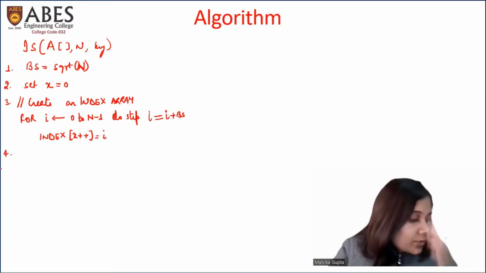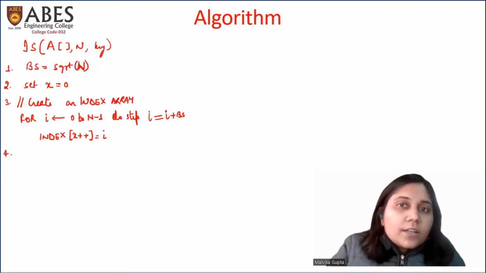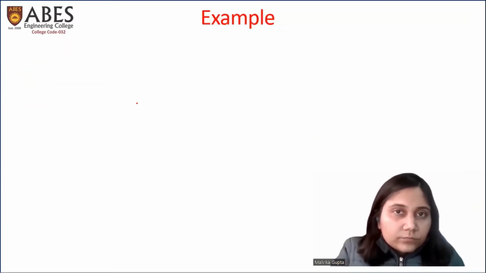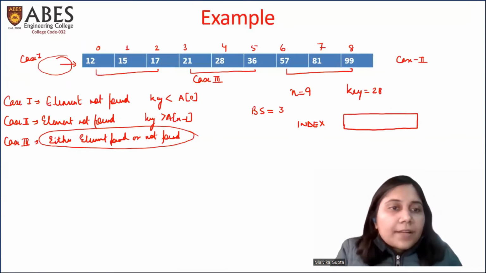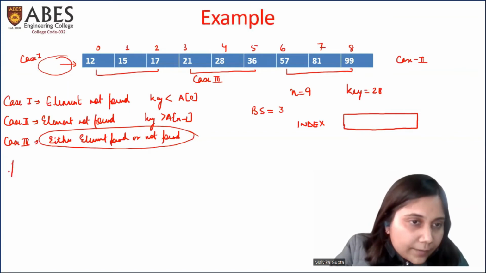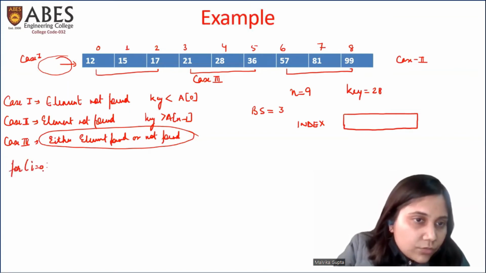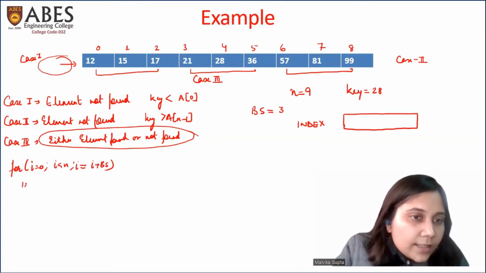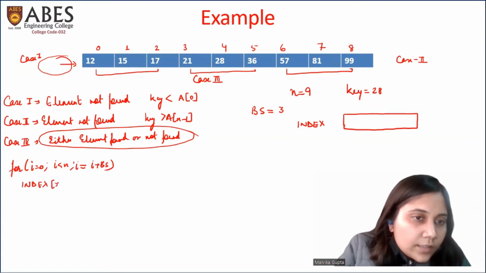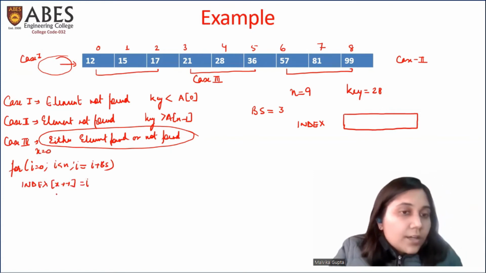I'm just taking care of this one. So how is it going to work? If you see the algorithm, this is the step. I'm writing this index step over here. Now you see i equals 0, i is less than n, i equals i plus bs. So that will be easy for you to understand. Index[x++], x was initially 0, equals i, right?